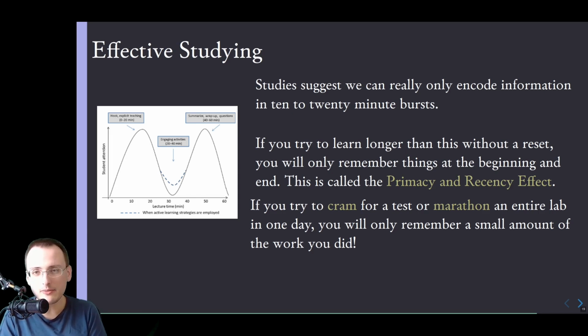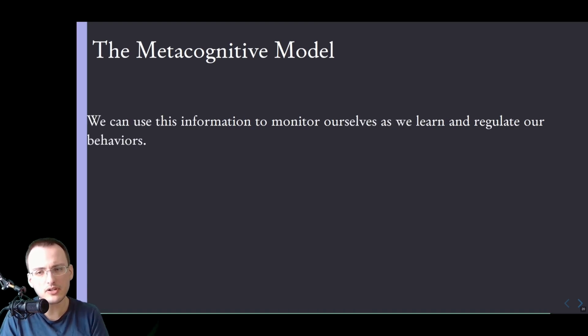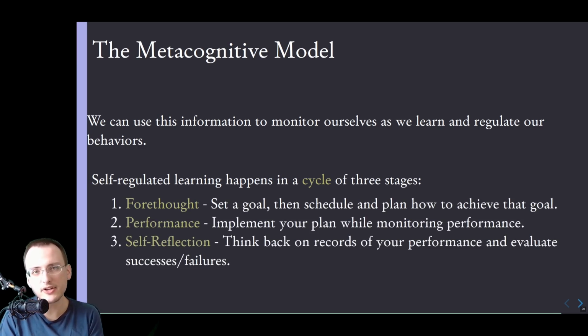The last thing that I want to talk about is the metacognitive model. And this is a way for us to compile all of this information into a strategy that helps us succeed. We want to come up with a way that we're actually monitoring ourselves as we learn to regulate the behaviors that are or are not effective for us. And with the metacognitive model, this learning sort of happens in 3 phases. First, there's a planning phase or forethought phase.